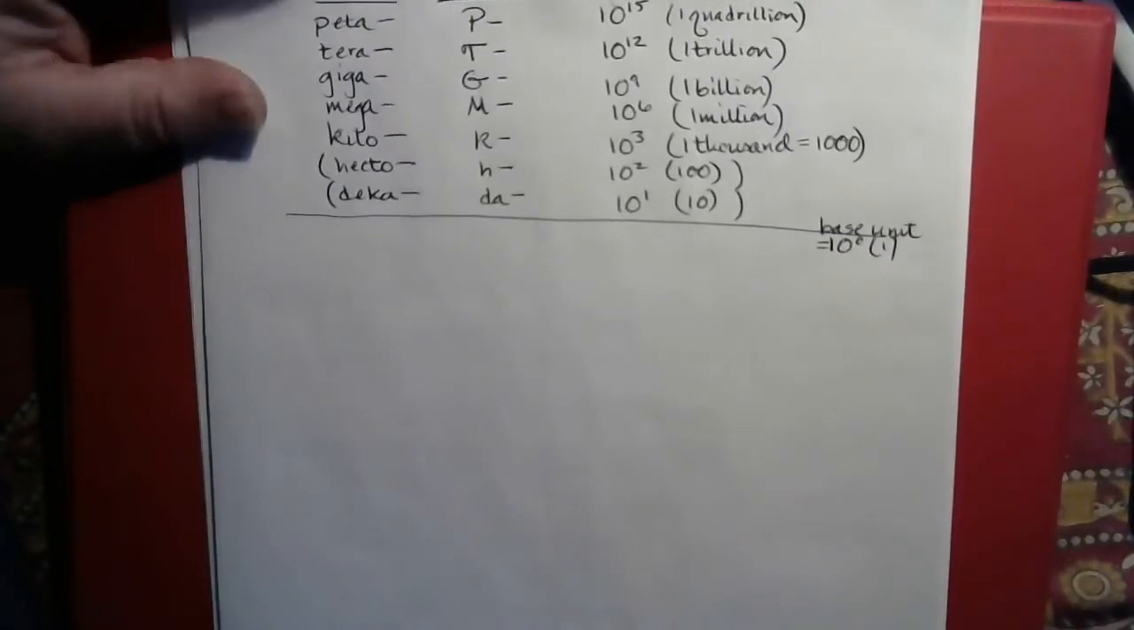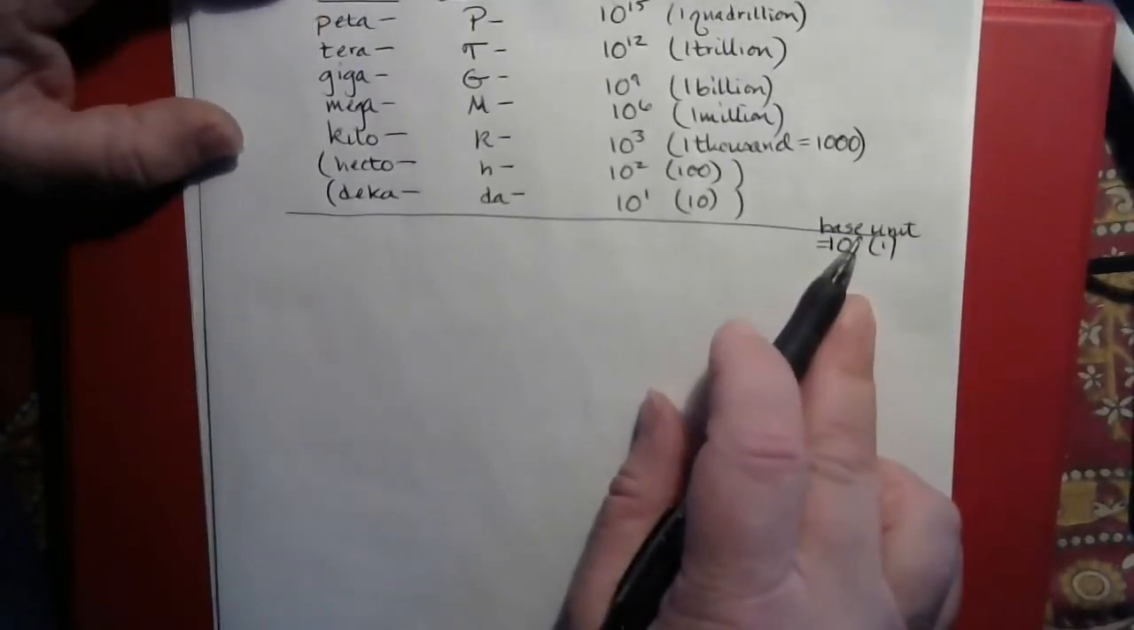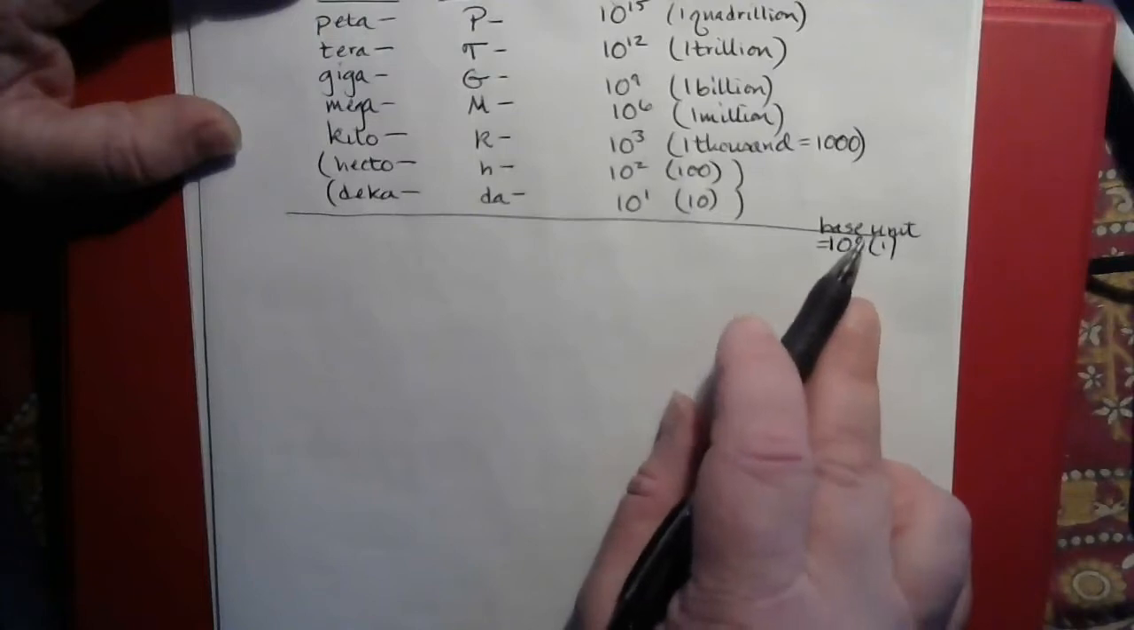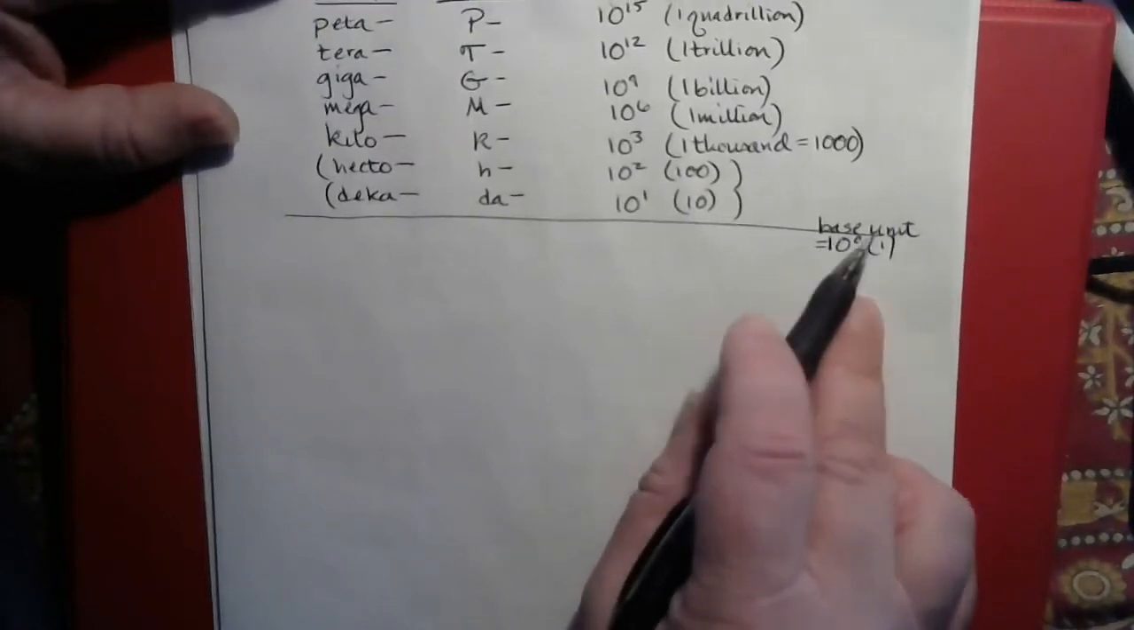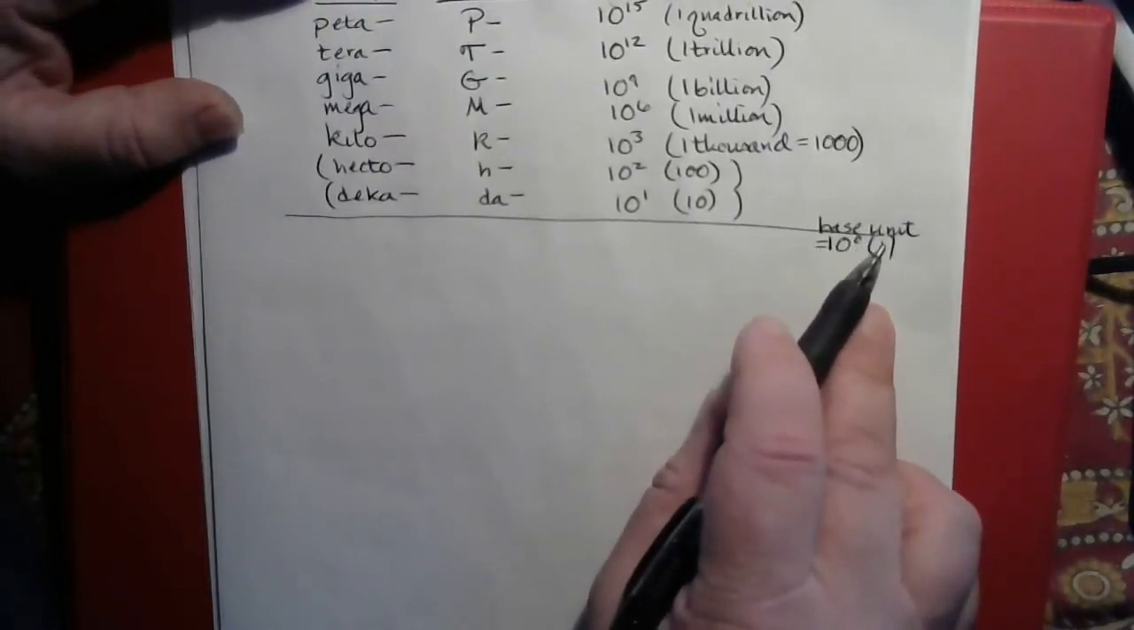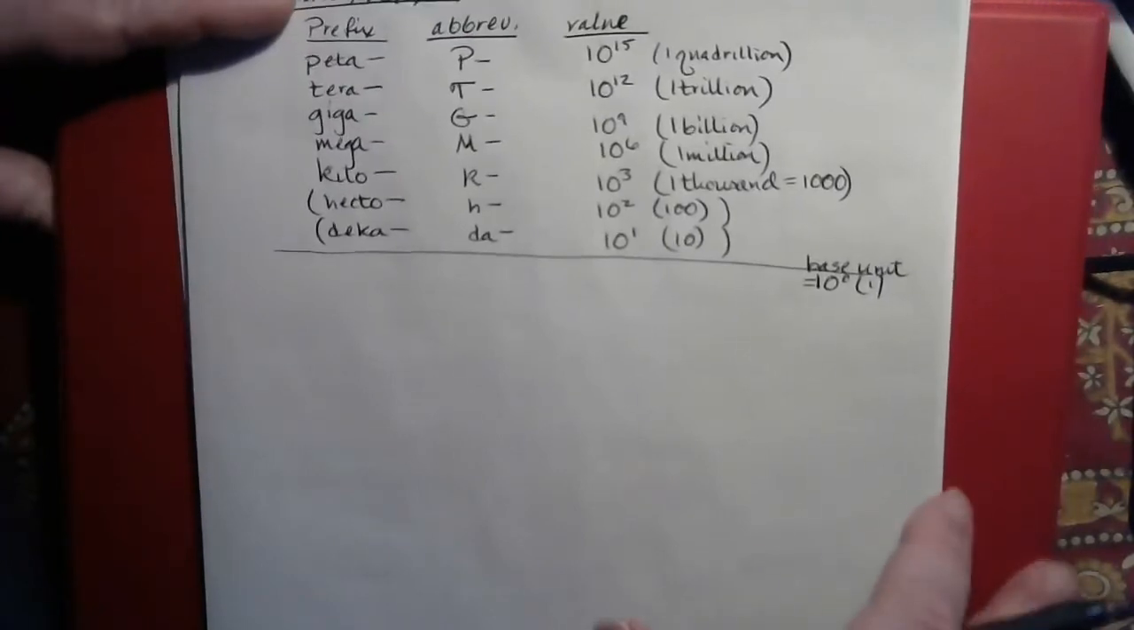And the base unit stands for 10 to the 0 power of the units, or in other words, 1. Because remember, any number to the 0 power is 1. So the base unit is just 1. A meter is just 1 meter. A liter is just 1 liter, and so on.